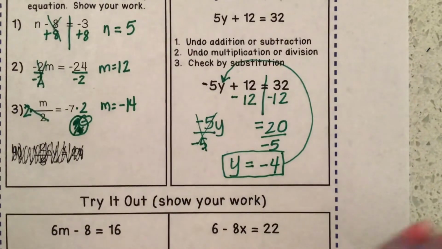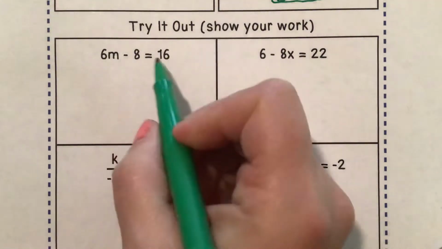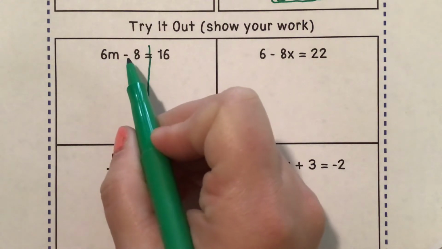Okay, let's go ahead and look at these down here. These are some more two-step problems. This first one right here, we want to just put our line down. Remember, we're undoing addition or subtraction first.